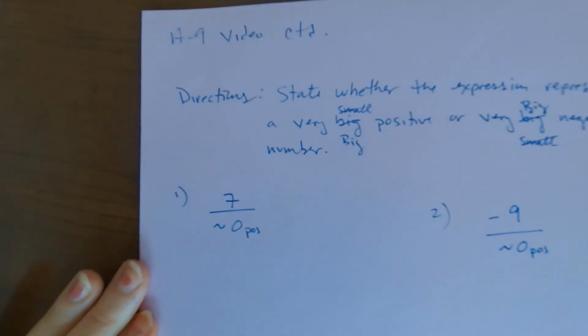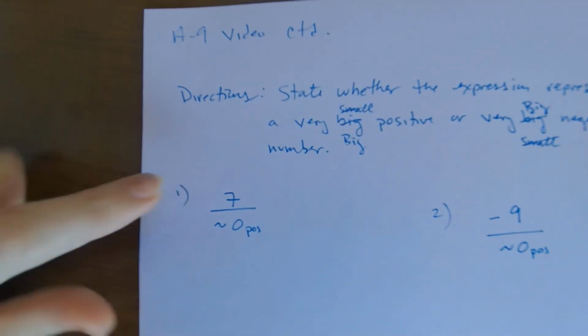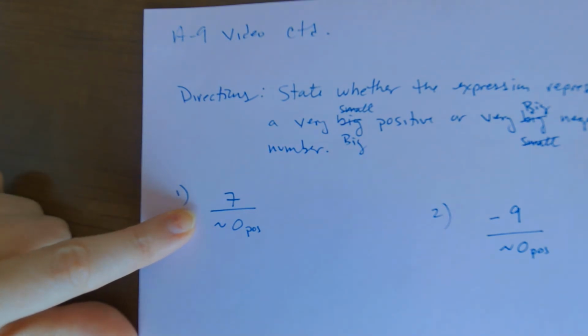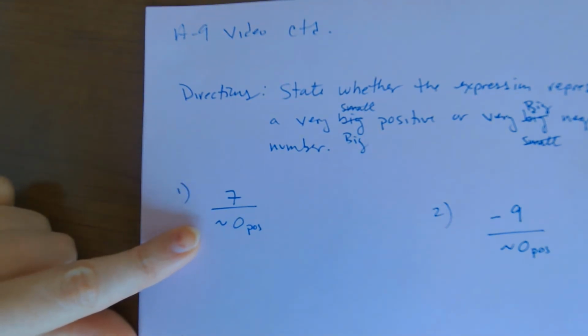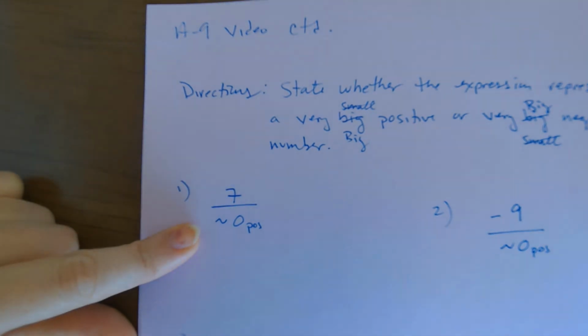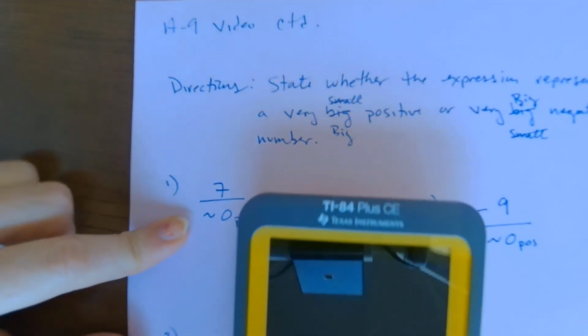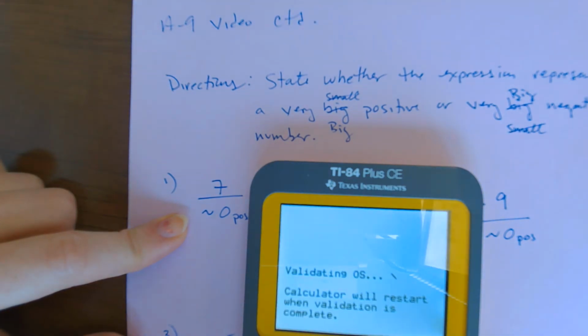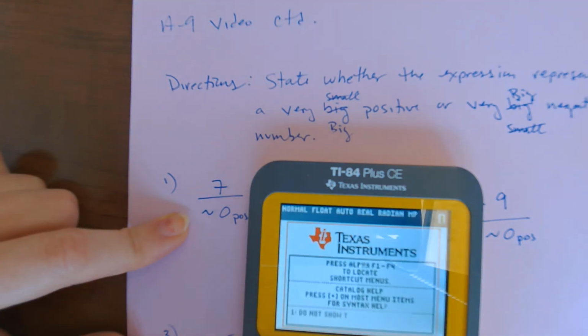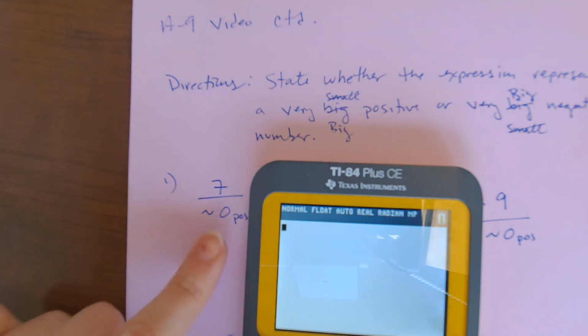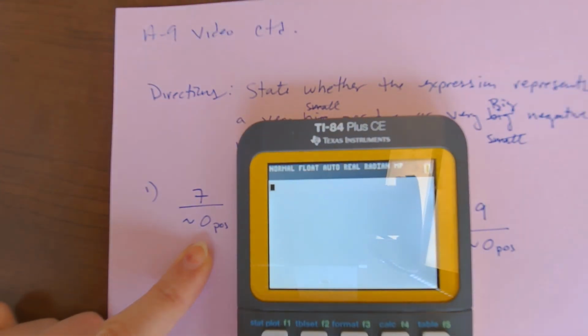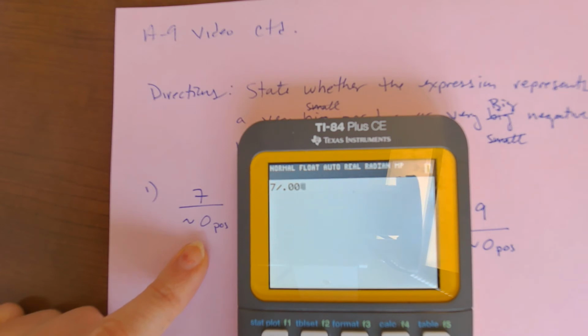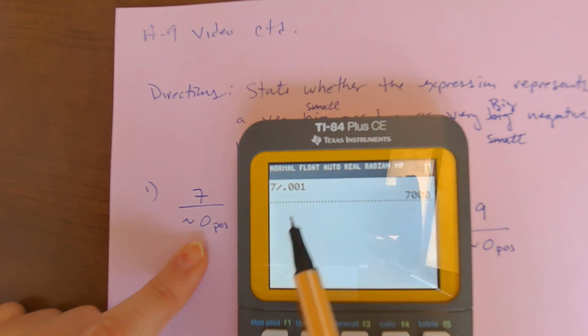State whether the expression represents a very big positive or a very big negative number. All right, so 7 divided by about 0 positive. Now, eventually, guys, we don't want to use our calculator, but you can use your calculator if you're super stuck, if you can't imagine this. So like 7 divided by a number that's about 0 but positive, like 0.001 I'll start with. Oh, that's pretty big.